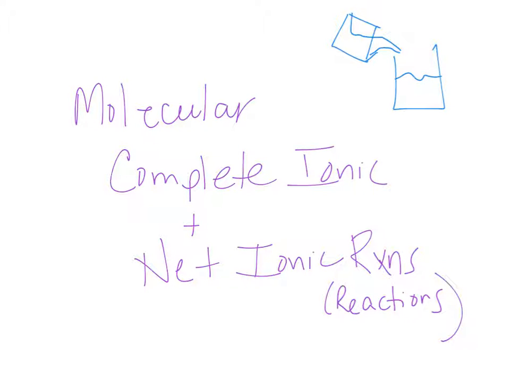Okay, so now that we're still in lesson 2.2, we are going to think about the three ways to describe what happens when you mix one solution with another and a reaction happens, meaning a precipitate forms. In the last video, we talked about molecular reactions. Today, we're going to talk about how to describe it by writing the complete ionic and the net ionic reaction.